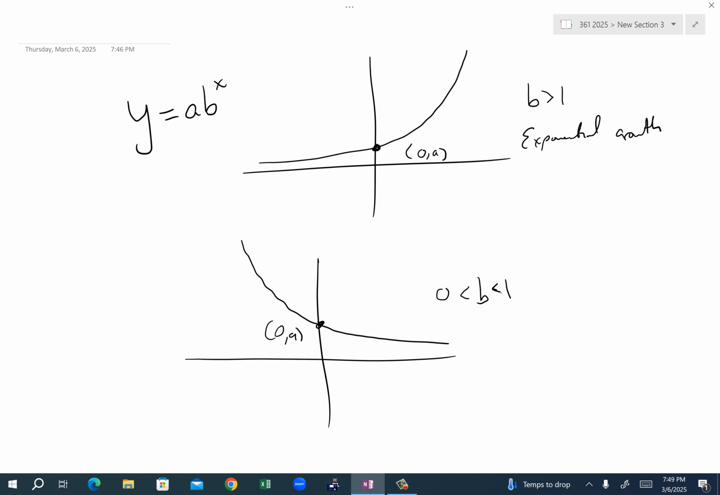Now, also, you wouldn't let it be 0, because if you multiply by 0, you get 0. That's all there is. There ain't no more. Also, it can't be 1. It'd be very boring. What is 5 times 1? It's 5. Times it by 1 again, it's still 5. That's weird, okay? So, b greater than 1 is exponential growth. Between 0 and 1 is exponential decay.